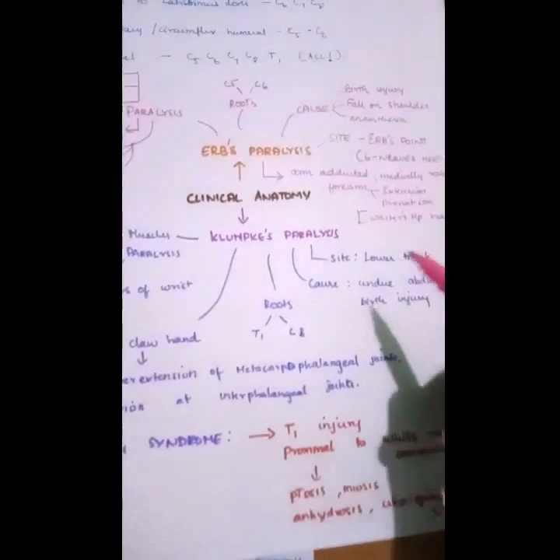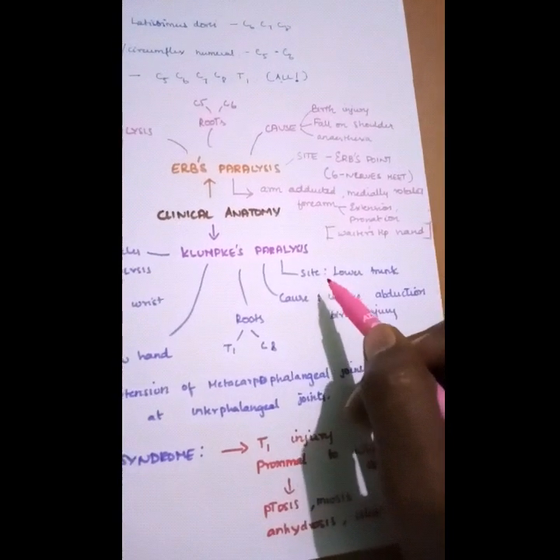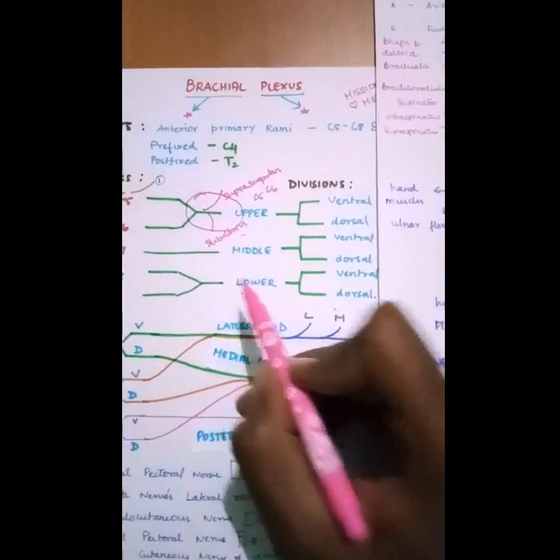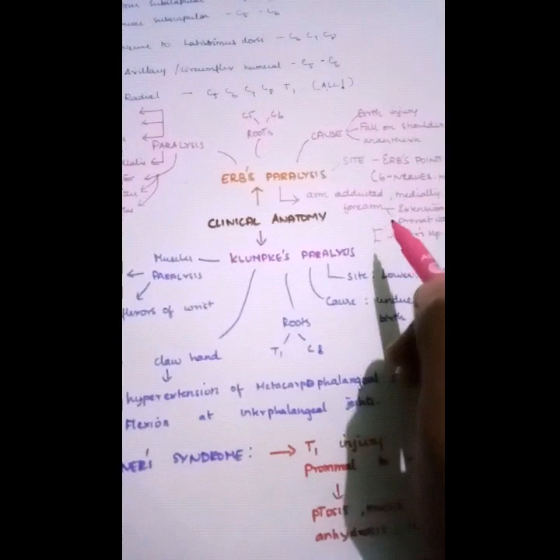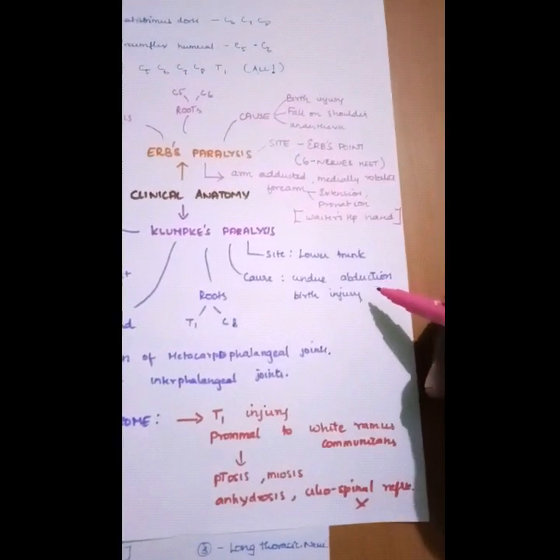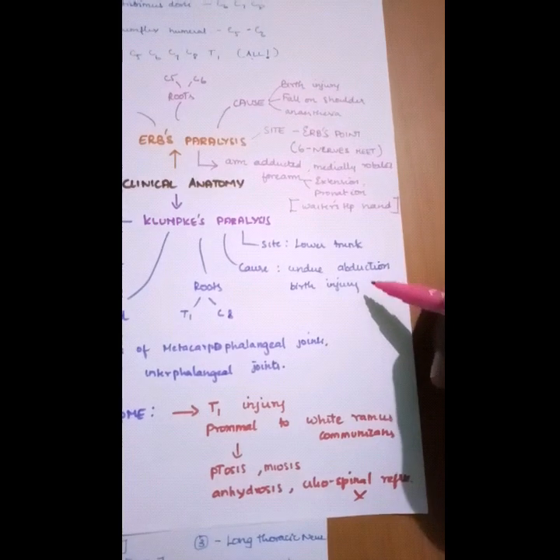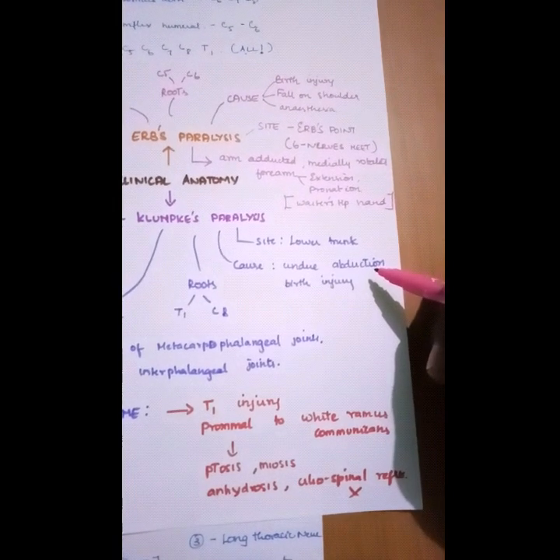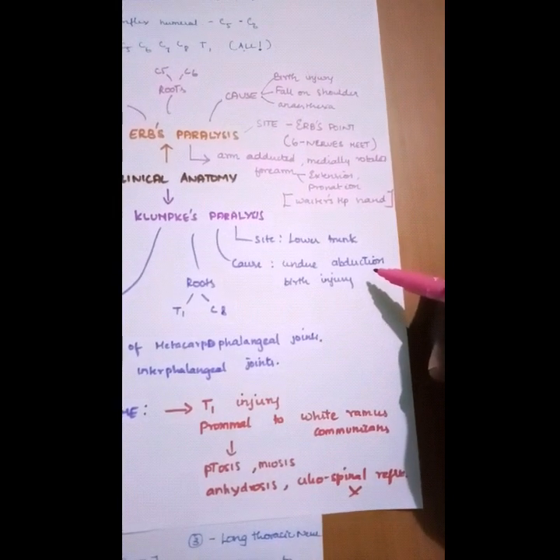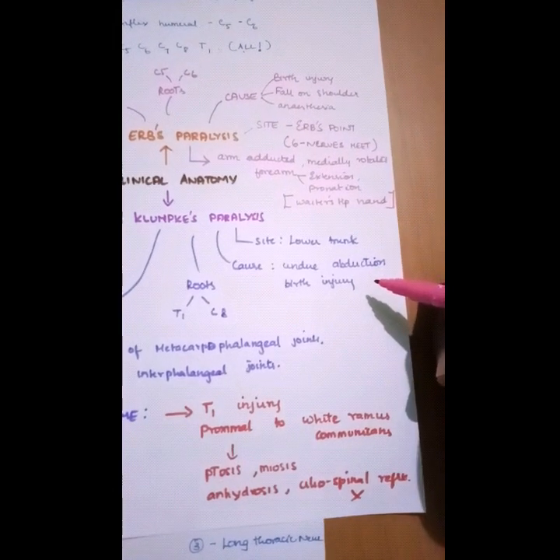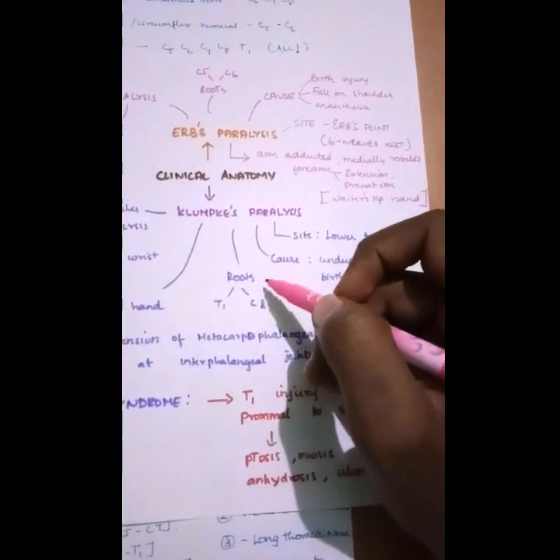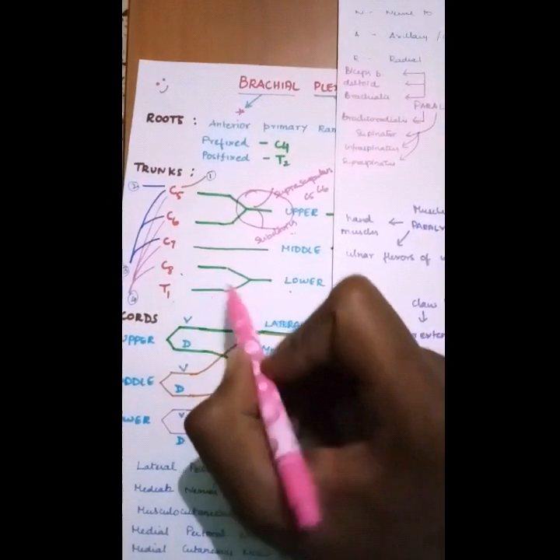The other situation is the Klumpke's paralysis. Here the site of lesion is at the lower trunk. Lower trunk is here. And then the causes may be undue abduction or birth injury. Undue abduction may happen in children when somebody pulls the hands upwards without noticing the position of hand, or then maybe at the birth again, like the previous situation. Roots involved here are the T1 and C8, because these two form the lower trunk.